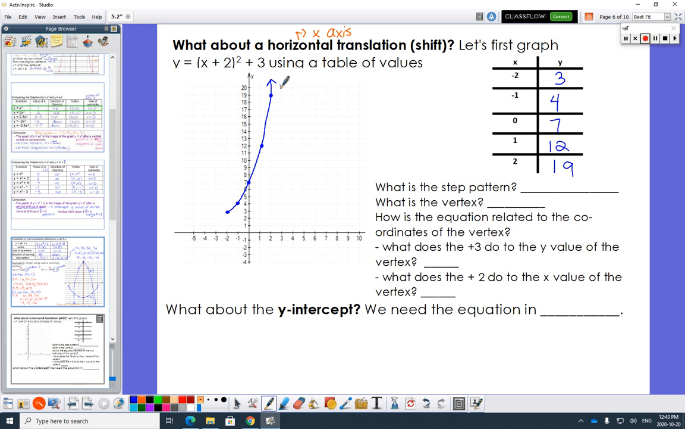Is this a parabola? No. So you can make it symmetrical. The step pattern here is over 1, up 1, over 1, up 1, 2, 3. So it's the normal step pattern. So you can do that on the other side. Over, up 1, over, up 1, 2, 3, over 1.